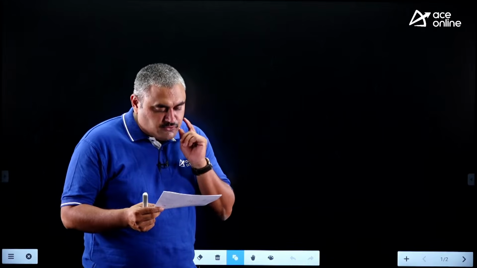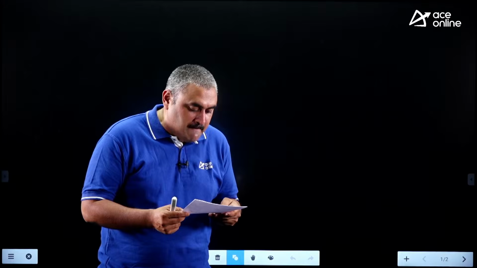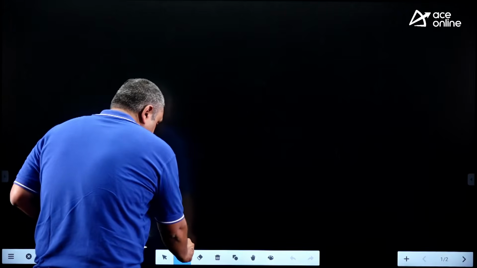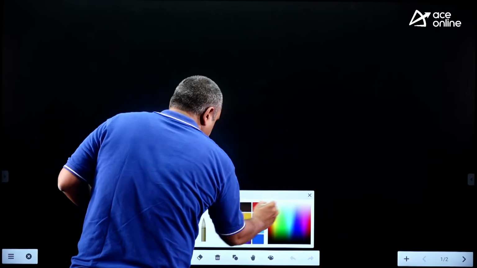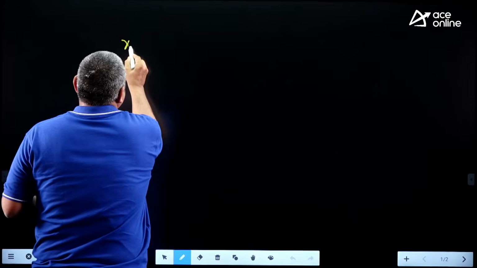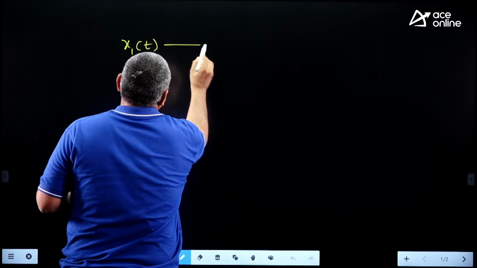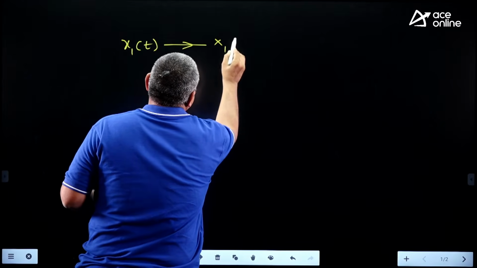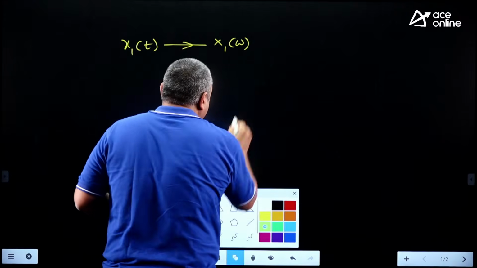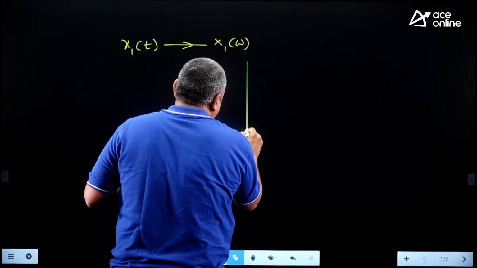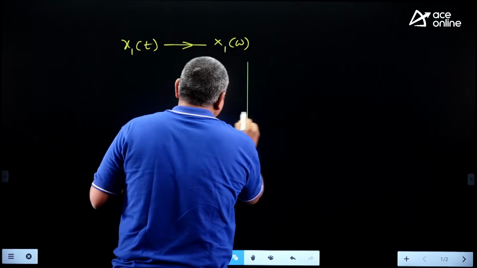First question. So what he's saying is he is considering two signals, x1 of t and x2 of t, band limited to 4 pi into 10 cube radians per second. So basically here, be very careful, the axis is given in terms of radians per second. So x1 of t is a baseband or a band limited signal whose transformation is x1 of omega. And he is saying that this is band limited to a frequency of 4 pi into 10 cube radians per second.